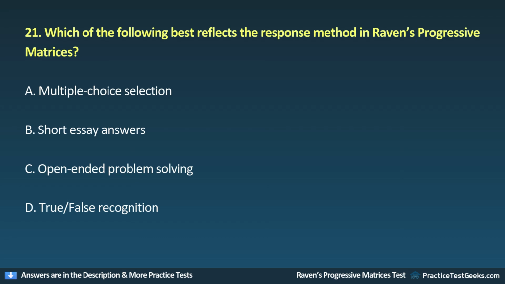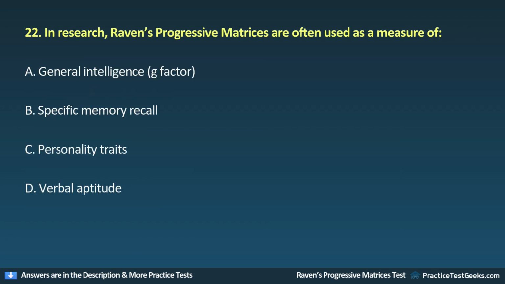21. Which of the following best reflects the response method in Raven's Progressive Matrices? A. Multiple choice selection. B. Short essay answers. C. Open-ended problem solving. D. True-false recognition.